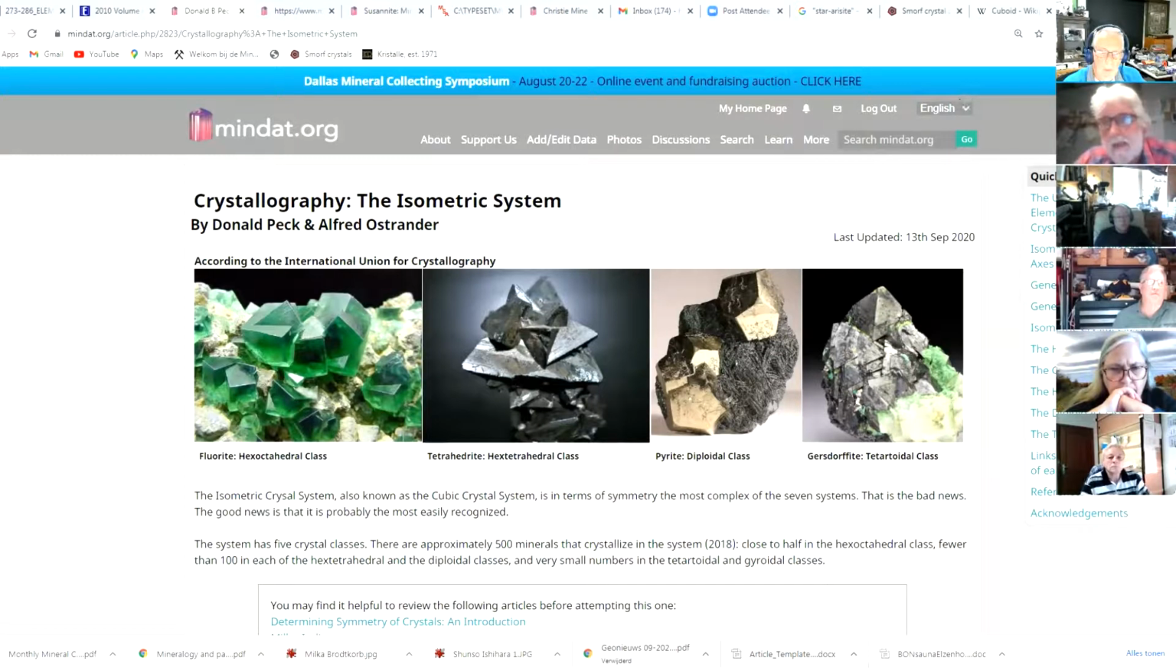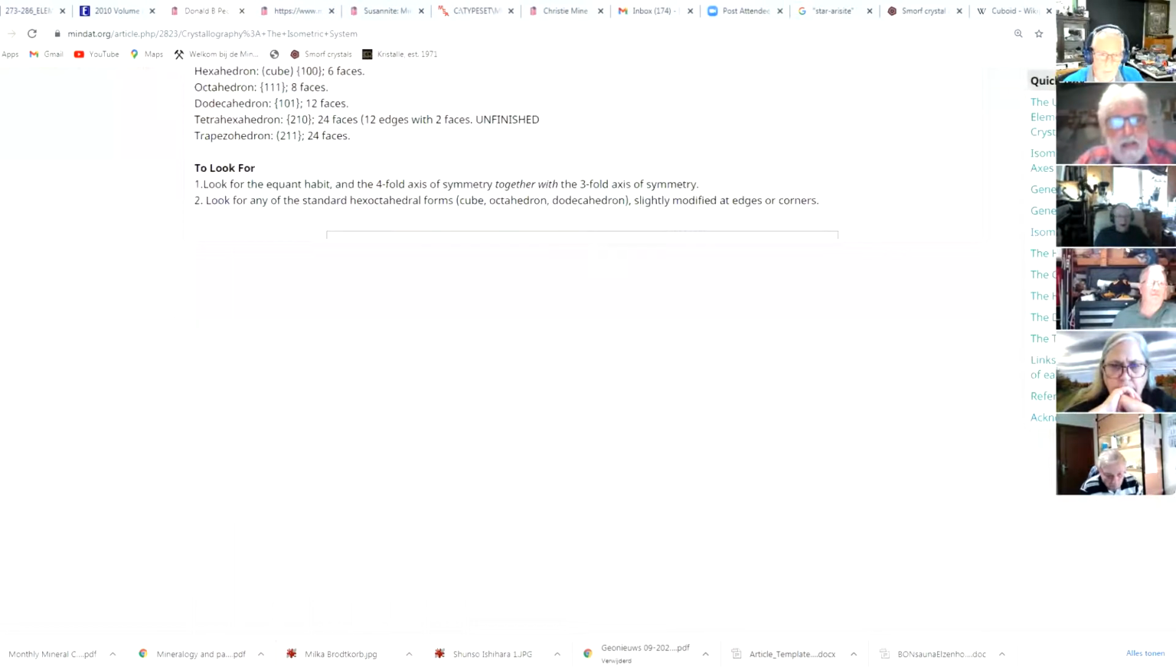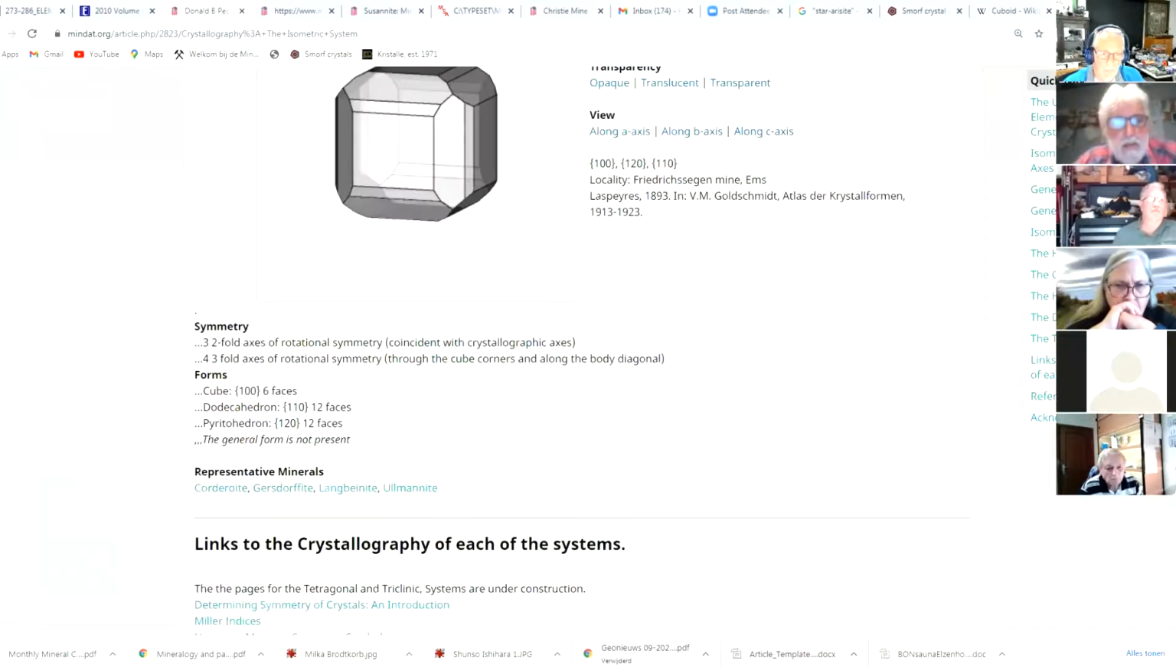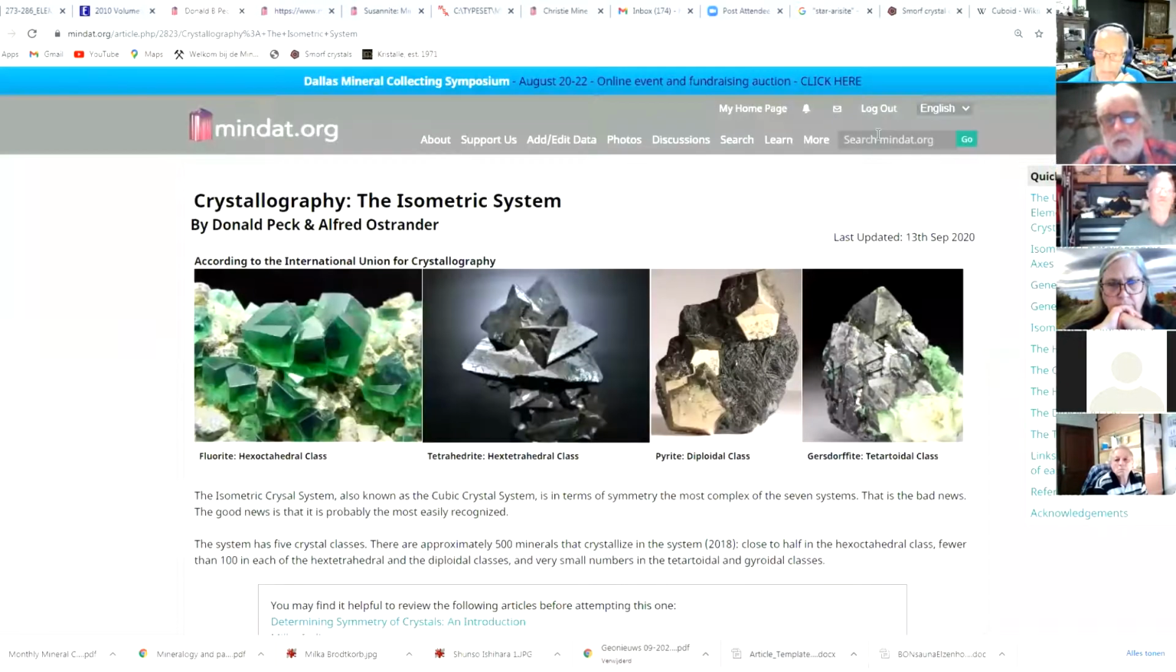And then at the bottom of the article is where you find the links to the others. So here are the links to the other crystal systems. It's always easy to find. You just have to put one crystal system in that top search box, and then you get a link to one of the pages, and then you have all of them. Very easy.